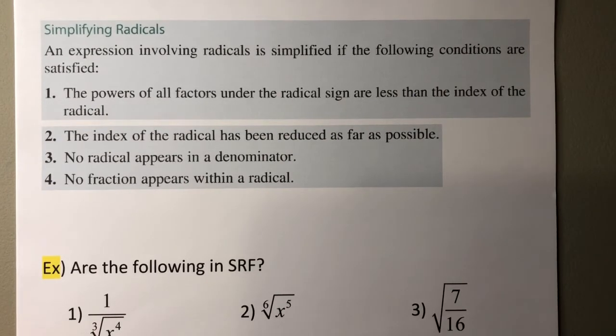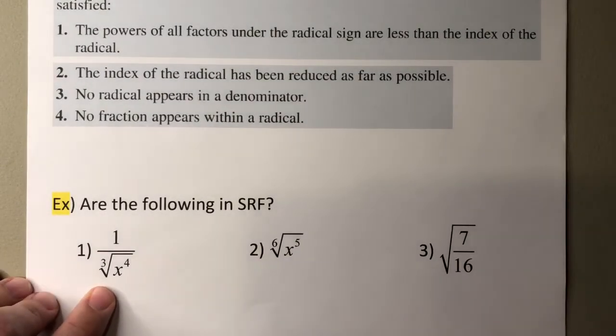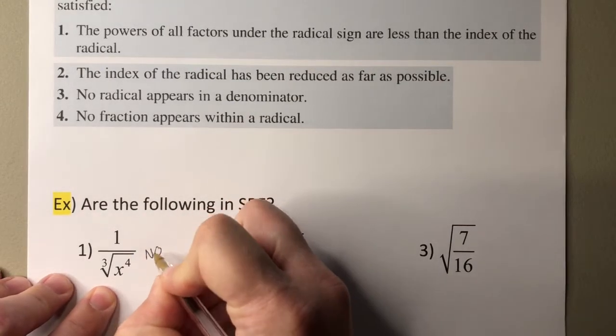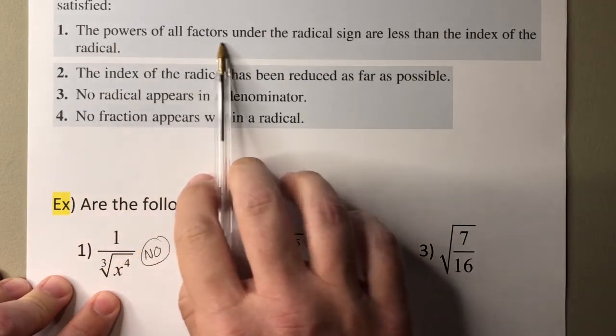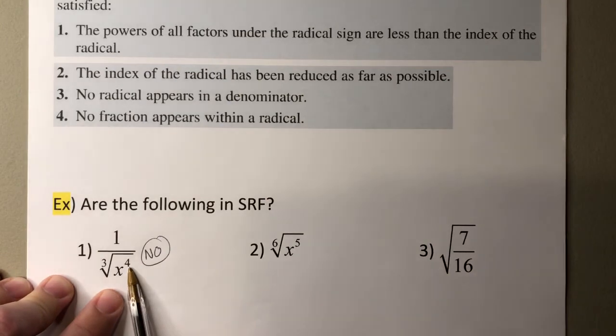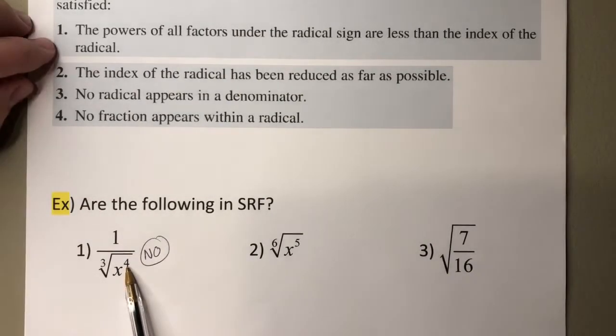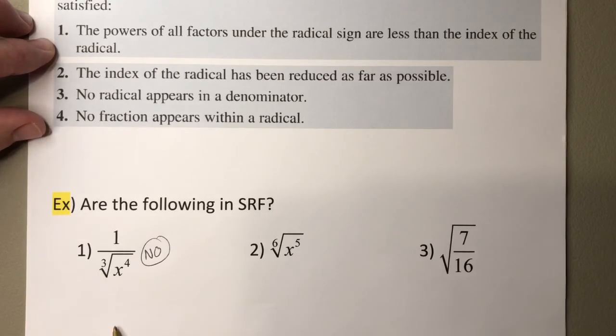All right, so number 1, is number 1 in simplest radical form? Well, no. Why not? Why is the answer here no? Well, look at number 1. The powers of all factors under the radical sign are less than the index. There's x to the 4th. So is this exponent under the radical less than the index? No, 4 is greater than 3, so it's already no.